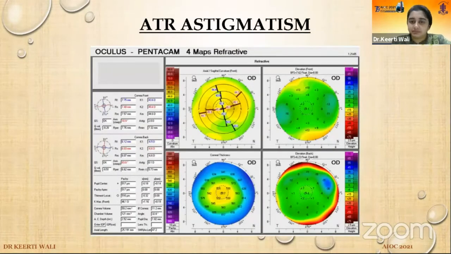This map is showing a horizontal symmetric bow tie with no significant parameters on the elevation map, both anterior and posterior, and the thickness map is also concentric. The thinnest location is 506 and the X and Y coordinates are less than 0.5. Everything else is normal, hence it's a simple against-the-rule astigmatism.